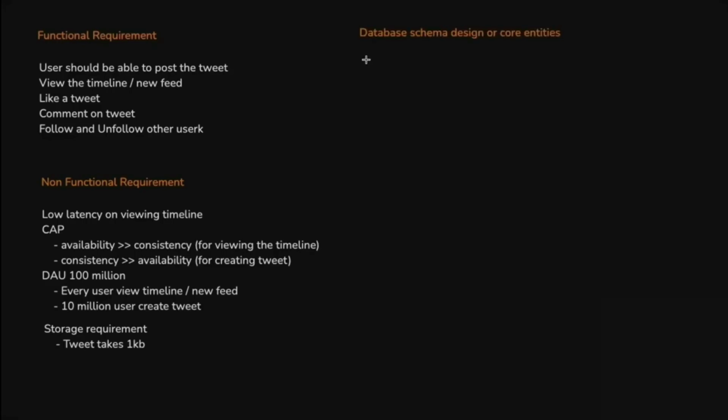While thinking about the core entities of the system, let's look at our core functionality. Let's say we have user and tweet. Users are also liking and posting comments on the tweet, so we have like and comment. Users are also following and unfollowing other users, so we have some relationship between followers and followee. Let's call this entity relationship.